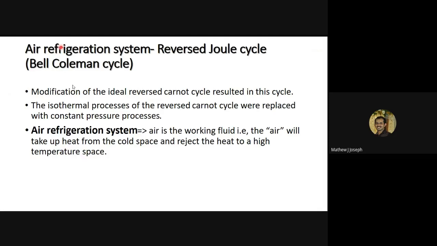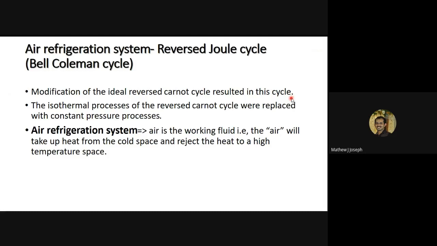So, what is this air refrigeration system, and why is it considered as a separate cycle? The modification of the ideal reverse Carnot cycle resulted in this cycle. Why did we have to think beyond the Carnot cycle? The Carnot cycle itself is ideal. It is only an ideal cycle, only a benchmark for discussing other ideas in refrigeration.